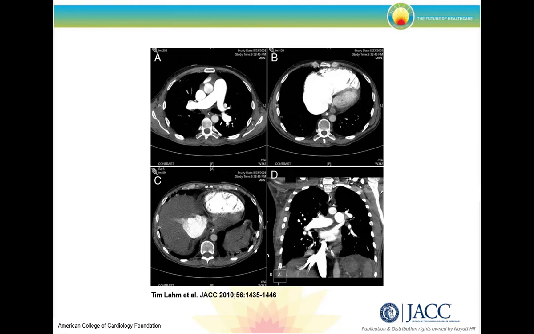Some of the features can be revealed in CT as well. Dilated pulmonary arteries. You can see dilated ventricles and the atria. Also, you can see in a contrasted CT scan that there is regurgitation of blood back into the hepatic veins.